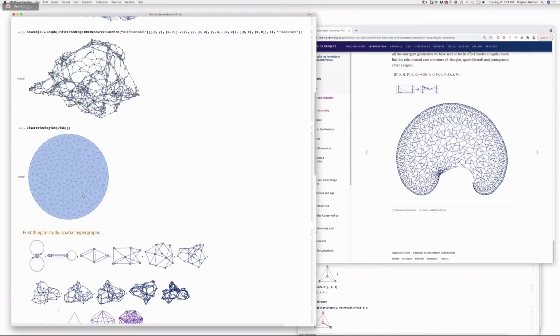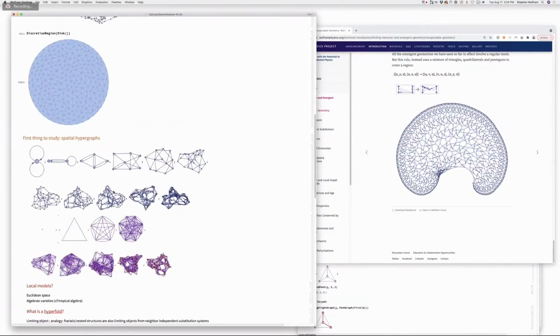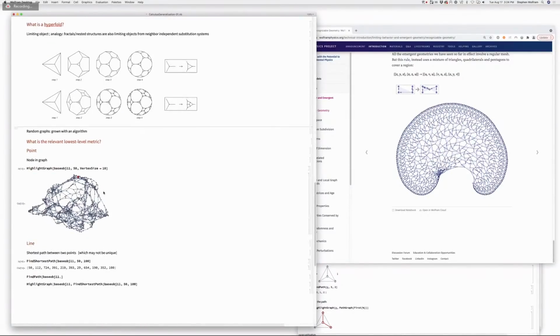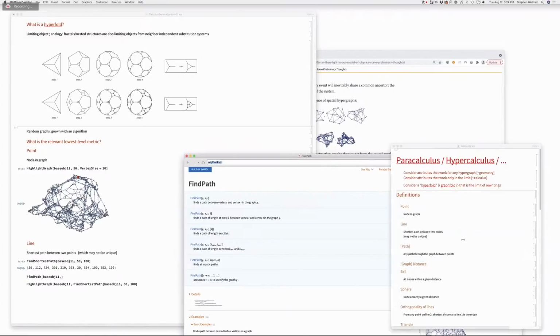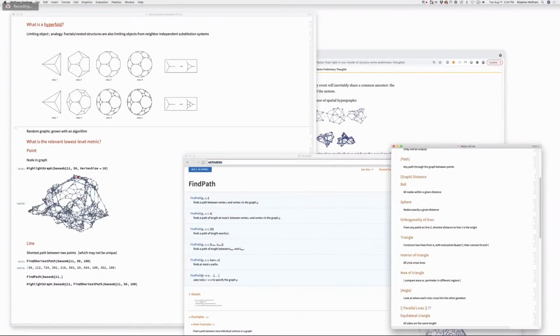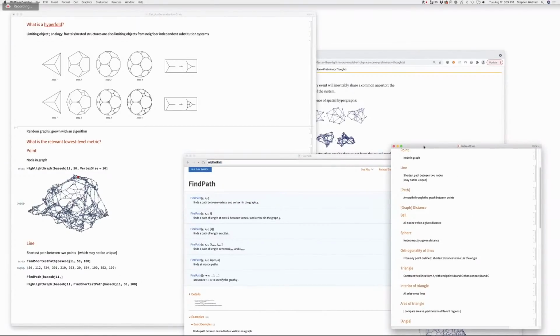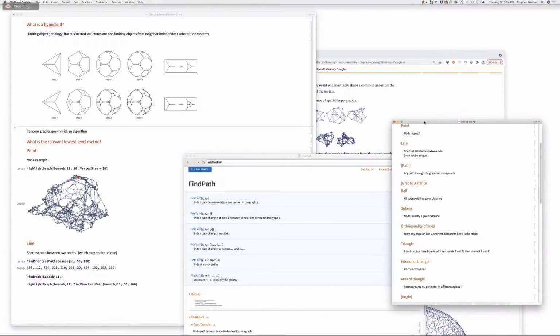My prediction is that there will be a whole bunch of properties that we can define on any hypergraph, like a point, a line. I've got a list over here of things that people are already objecting to, but we'll get to these. There are things we can define that work for any hypergraph. They only are nice and clean in the limit of a very large hypergraph.